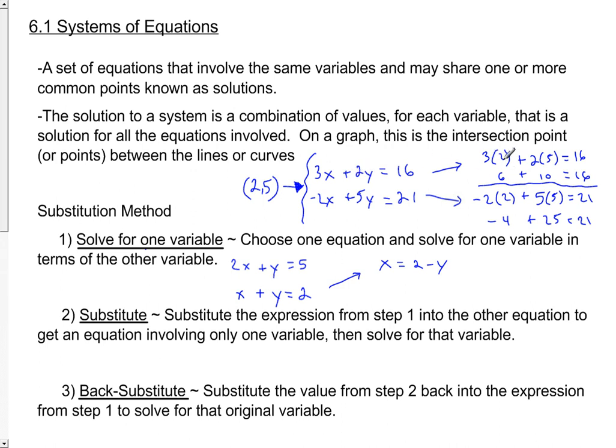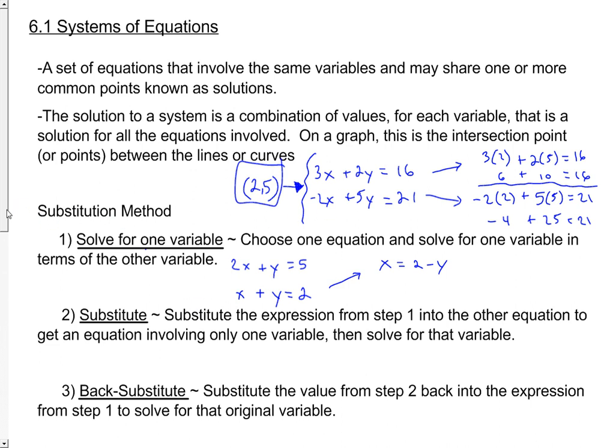So 3 times 2 plus 2 times 5 is 6 plus 10, which is 16. If we do negative 2 times 2 plus 5 times 5, that is negative 4 plus 25, which is 21. So since plugging in 2 and 5 worked for both equations, that is a solution to that system.